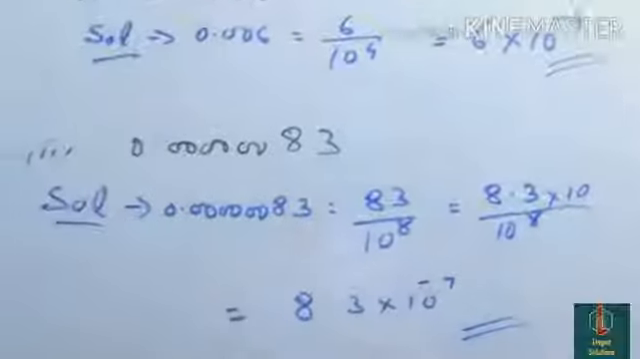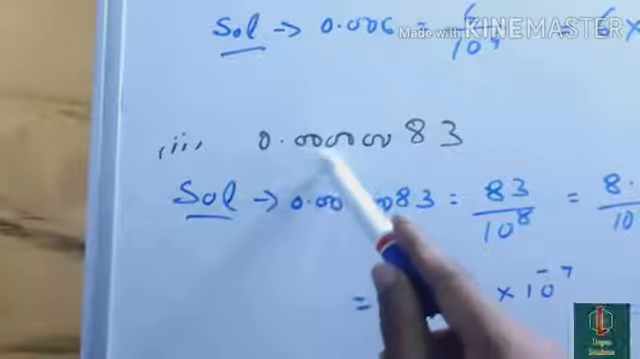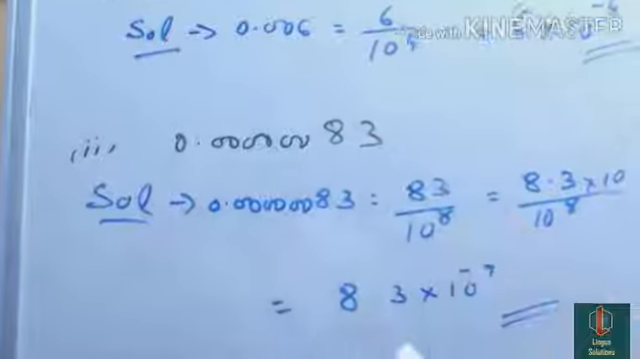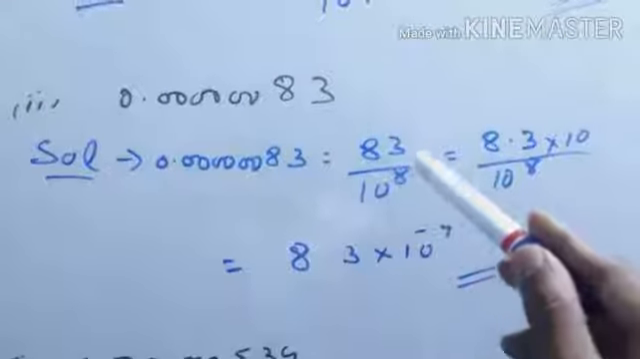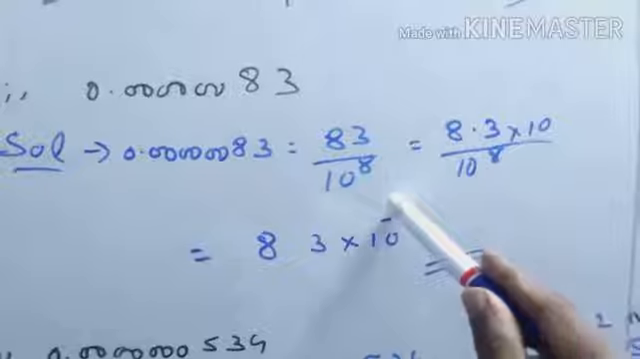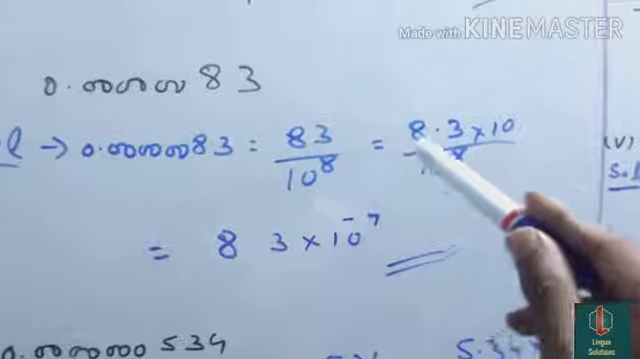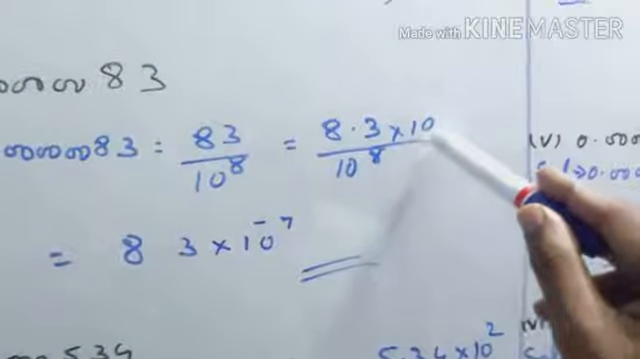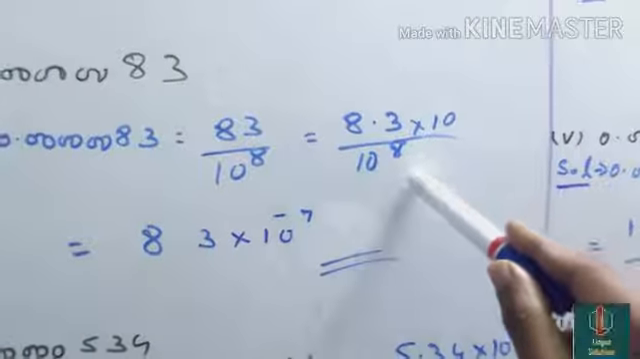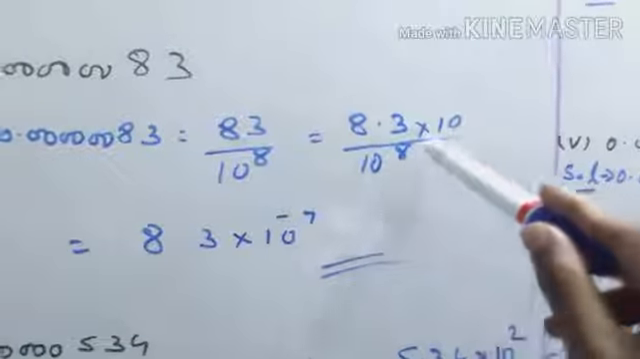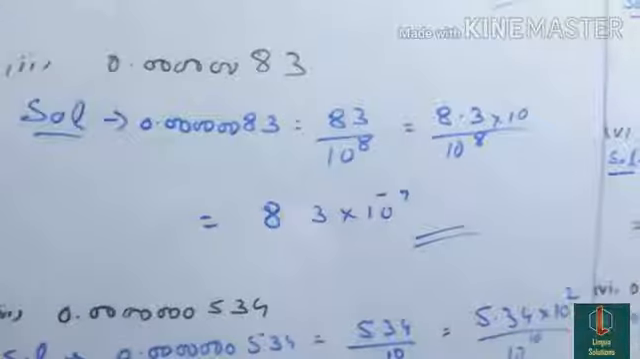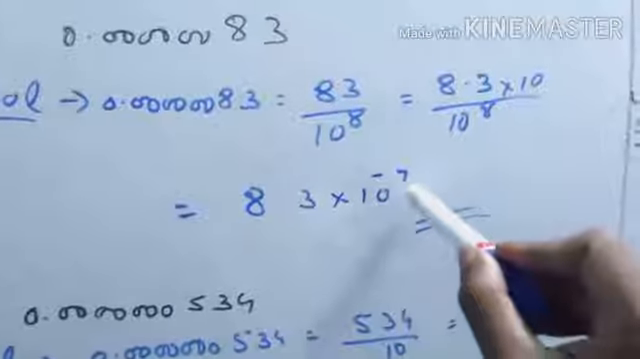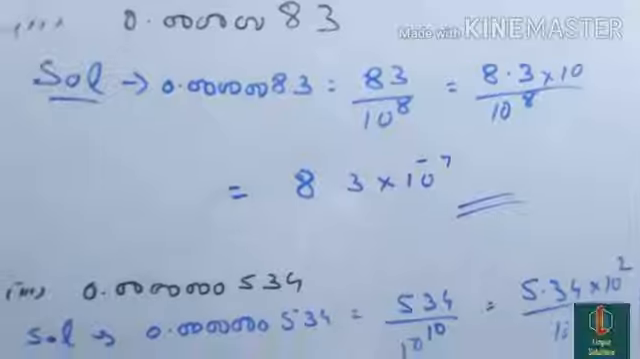This is the answer. Next one is 0 point, then 1 2 3 4 5 6 zeros, and after that 83. So we can write it as 83 by 10 to the power 8. Now we will put the decimal here, so we can write it as 8.3 into 10 by 10 to the power 8. Now bases are same, so we will subtract the power. It will become 8.3 into 10 to the power minus 7. This is the answer.